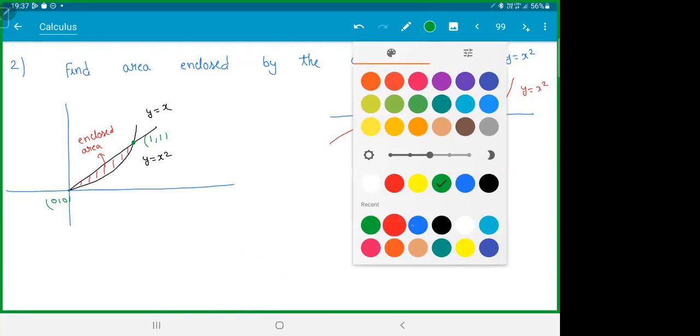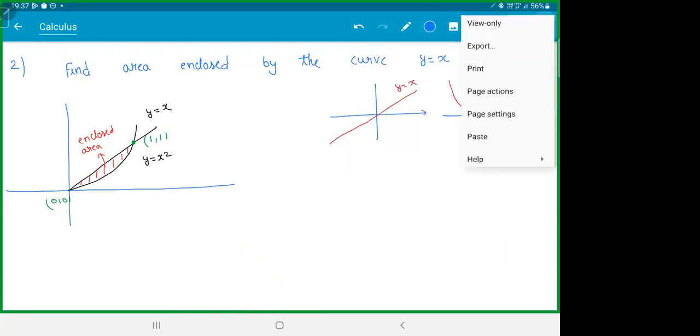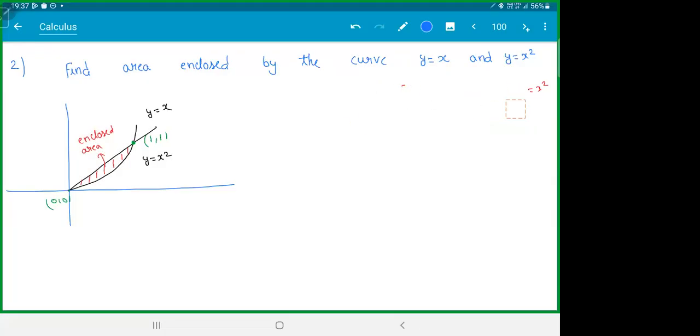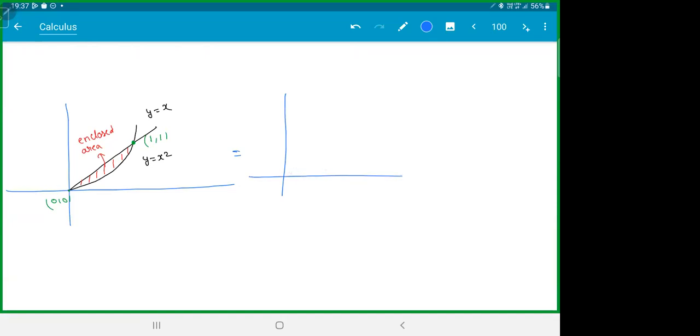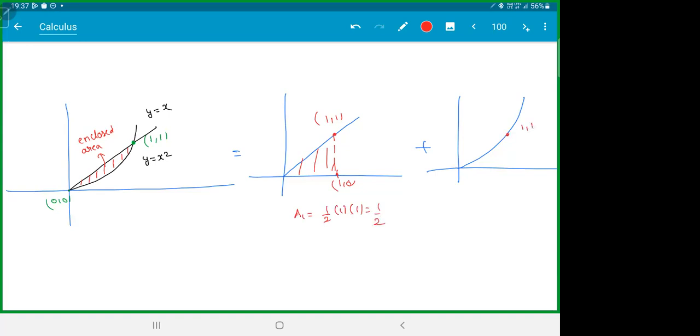So indirectly what we are finding actually, this is nothing but this line plus this line. So you're finding the area up to 1, 1. That is this area. Let's call it A1. This is 1, 0, which is half into base into height, which is half. This is 1, 1. You are asking me to find this area.